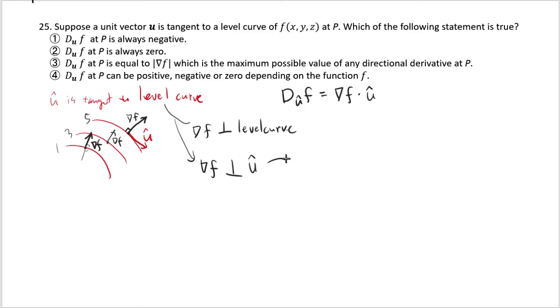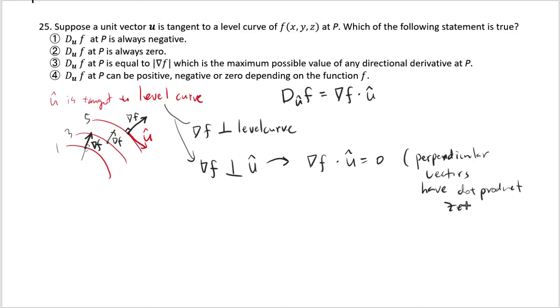But what do we know about perpendicular vectors? We know that perpendicular vectors have dot product 0. Okay? Perpendicular vectors have dot product 0. And therefore, we know that the directional derivative would be 0. Okay? And therefore, among these, number 2 would be the correct answer.